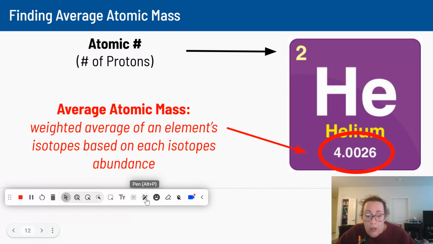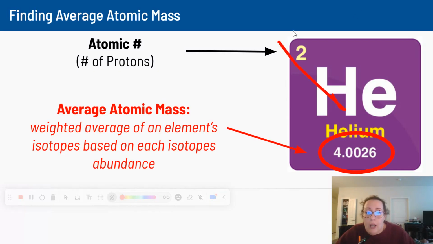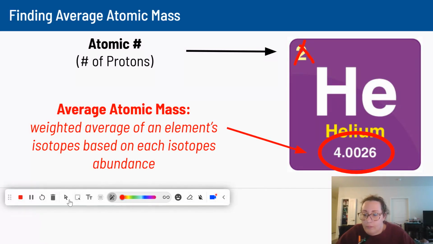When you're looking on the periodic table, your average atomic mass is going to be that decimal number that's circled in red. If you remember from one of our other videos, the atomic number is the whole number at the top, and that is not what we're going to be looking at. We're looking at the decimal number.